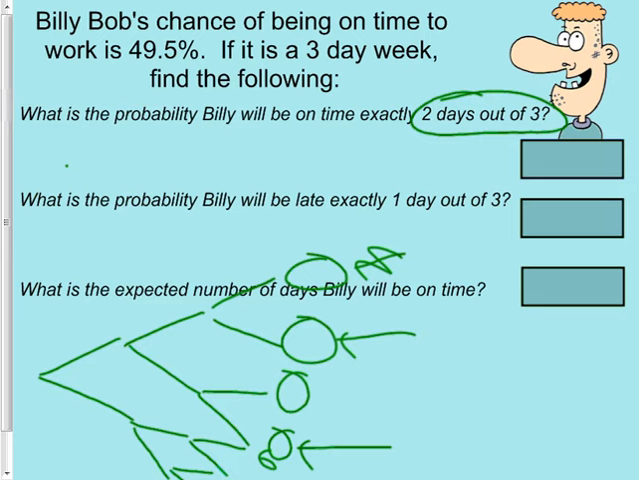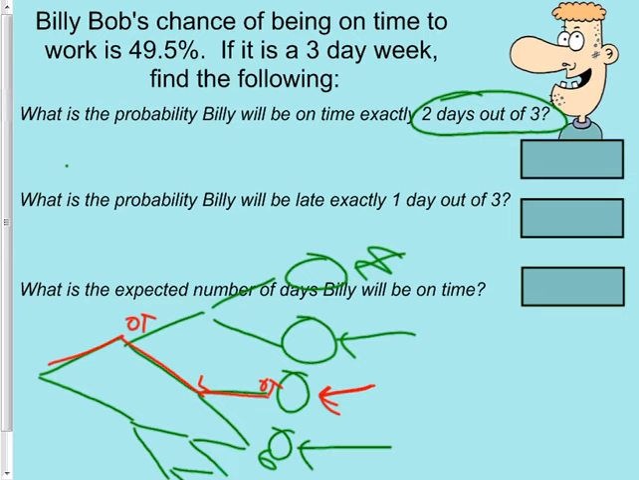Late, 1 day out of 3. Again, you'd find the route. Maybe this is where he was on time, late, late. Oh, wait, we wanted 1 day out of 3. On time, late, on time. That's one of them where he was on time, and then he was late, and then he was on time. He's late 1 out of the 3 days. You'd find all the ones that apply and add them all up.